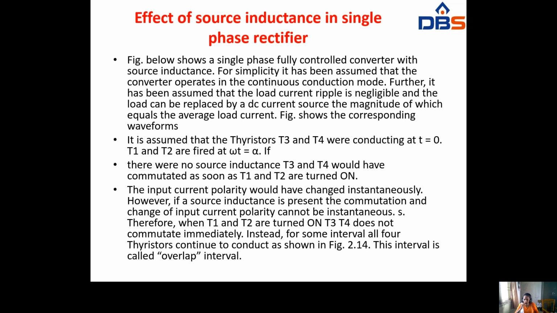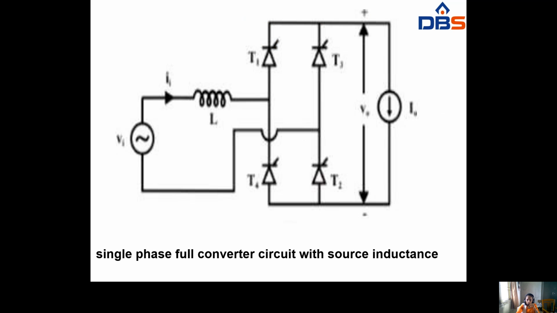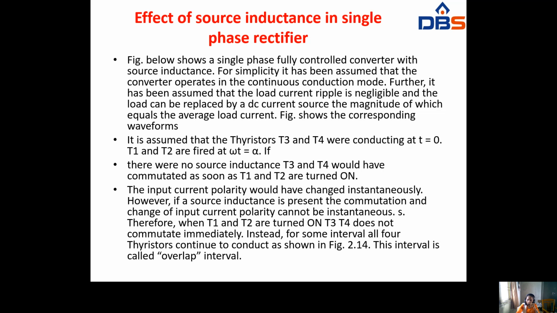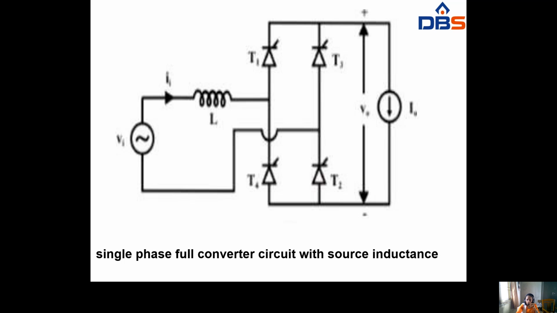It is assumed that at starting, thyristors T3 and T4 were conducting. Here at starting, thyristors T3 and T4 will be conducting at t equal to 0, and T1, T2 are fired at omega t equal to alpha. So this figure shows the single phase full wave converter with a source inductance L. Starting at time t equal to 0, T3 and T4 will be conducting, and when triggered at omega t equal to alpha, then T1, T2 will be conducting.